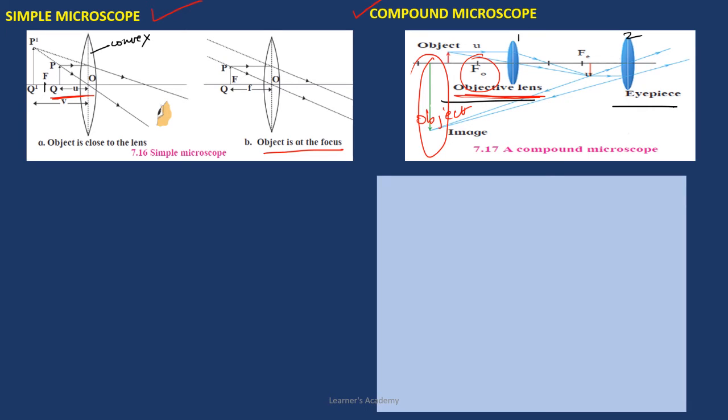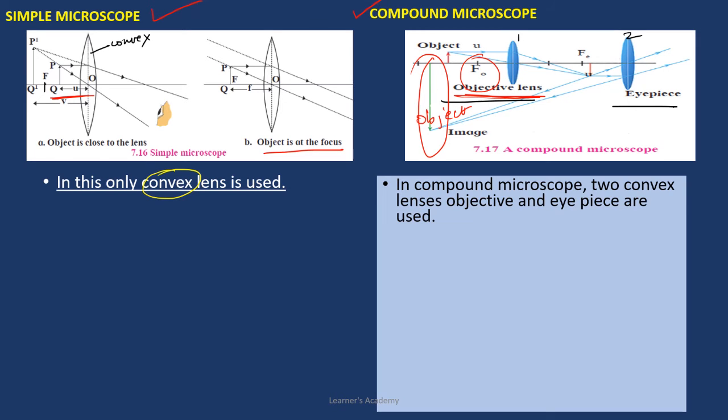All right, so now let's have a point-wise differentiation between them, and you please remember all these points very carefully, and in case you have time, you also draw the diagram. All right, now the first point of difference is that in a simple microscope, only one convex lens is used, whereas in a compound microscope two convex lenses are used. Objective lens and eyepiece are used.